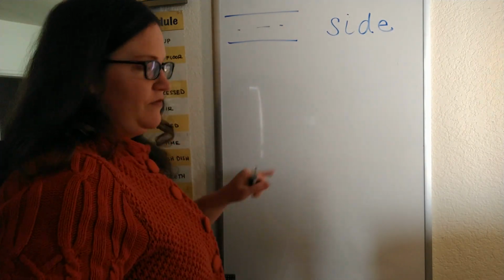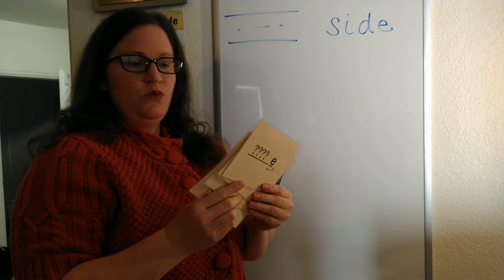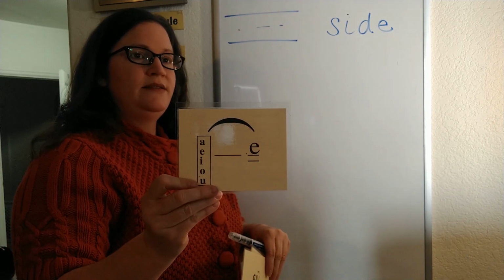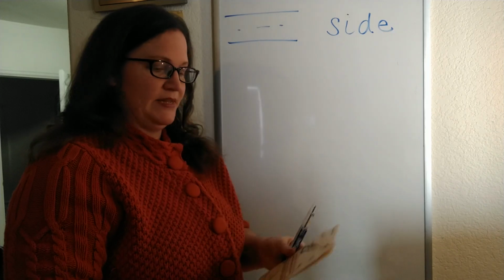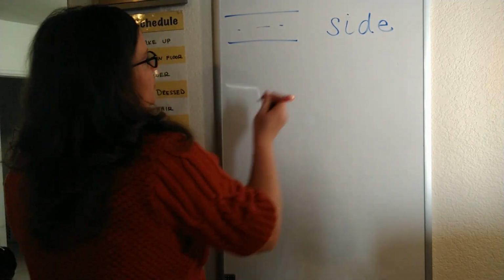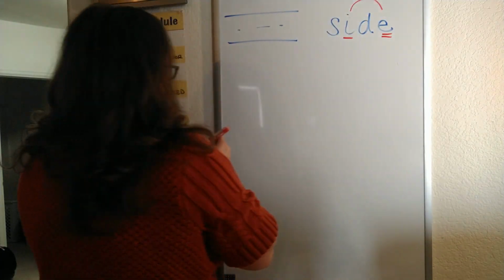Good. We have this silent E. Let's look at our silent E rules. Type 1 says the vowel sound changes because of the E. Is that our reason? That's our reason. So we're going to underline the I, 2 lines under the E, and put an arc between the two of them.